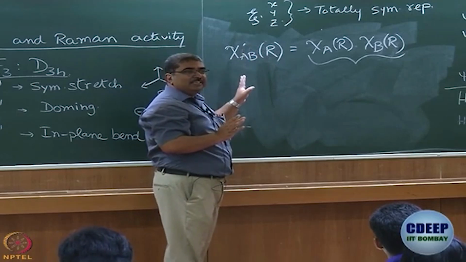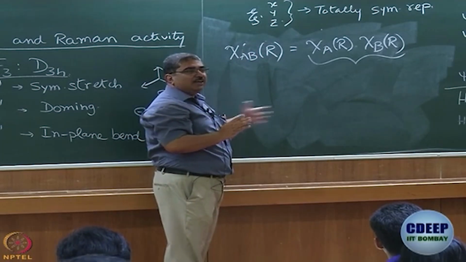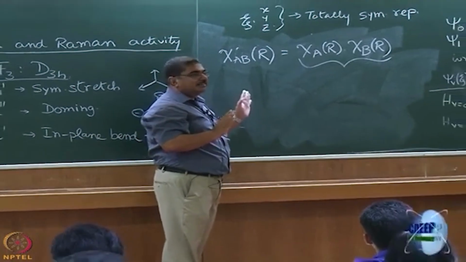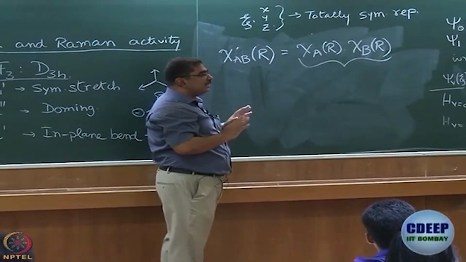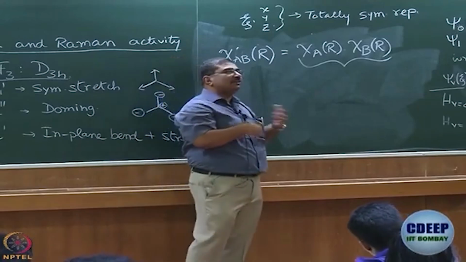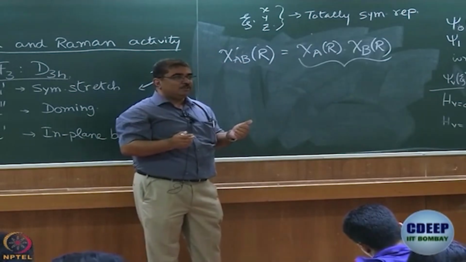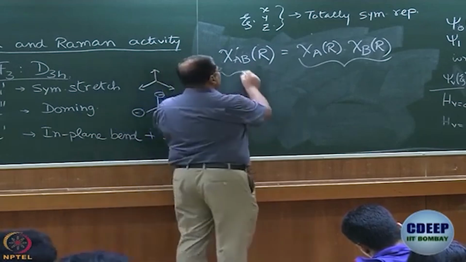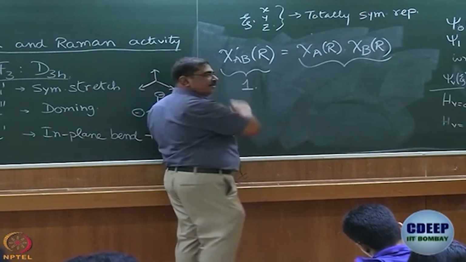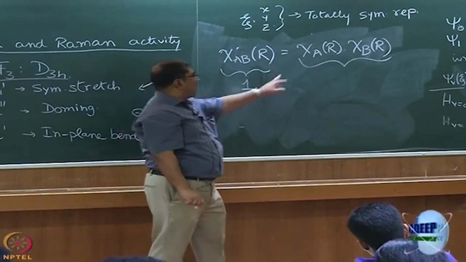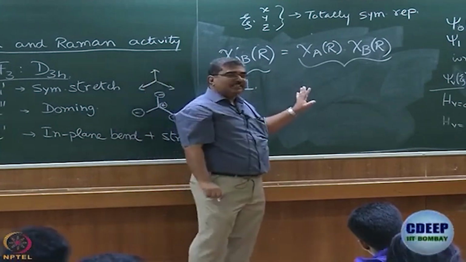Totally symmetric representation, what is the character no matter what the operation is? +1, right? Right or wrong? Totally symmetric representation means something that does not change as a result of any symmetry operation. So, no matter what R is, this should be equal to 1. Okay.